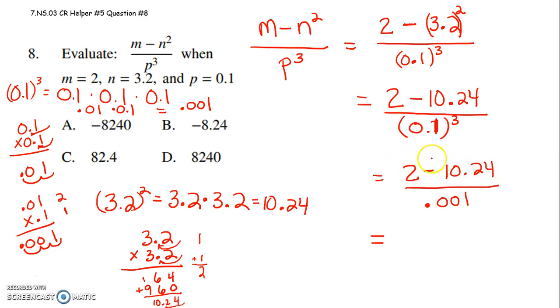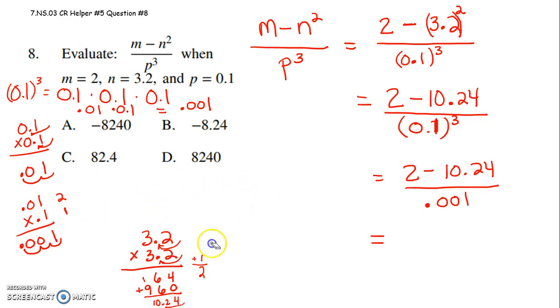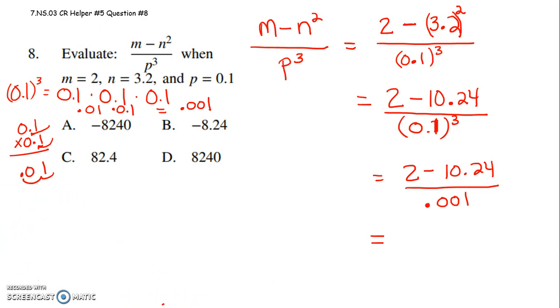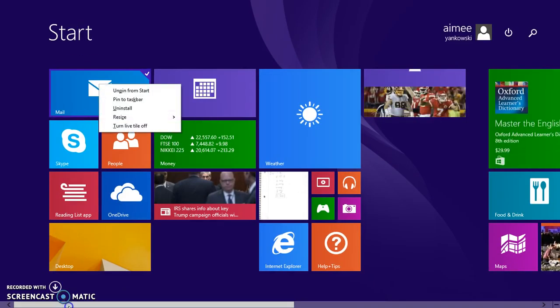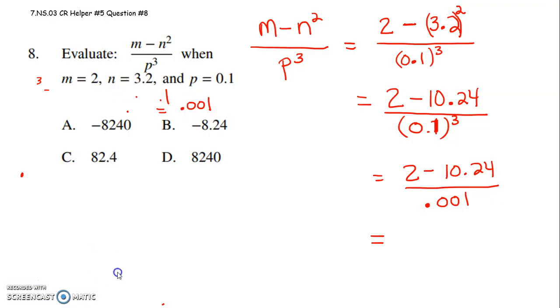So 2 minus 10.24. The first thing I would do is estimate. I would say 2 minus 10. If I started at 2 and subtracted off 10, I'd be around negative 8. So I know my final answer is going to be somewhere around negative 8. I need to erase some of this because there was so much work going on. So I just want to clean this up. Oh, goodness, I'm so sorry. My bad. All right, now I'm going to go ahead and do this subtraction.